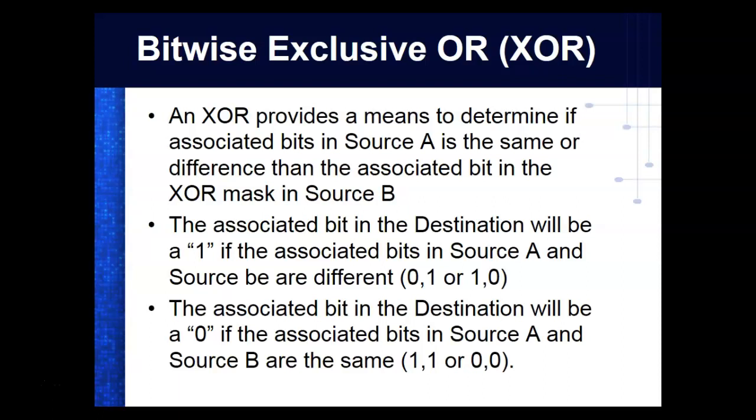An exclusive OR provides a means to determine if the associated bits in source A are the same or different than the associated bits in the OR mask in source B. The associated bits in the destination will be a 1 if the associated bits in source A and source B are different. So this is an exclusive OR. The associated bit in the destination will be a 0 if the associated bits in source A and source B are the same.